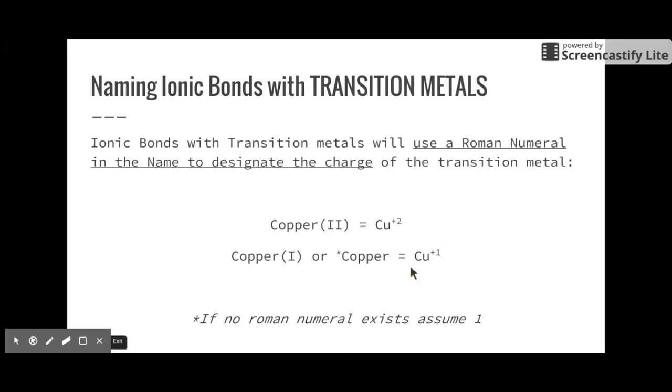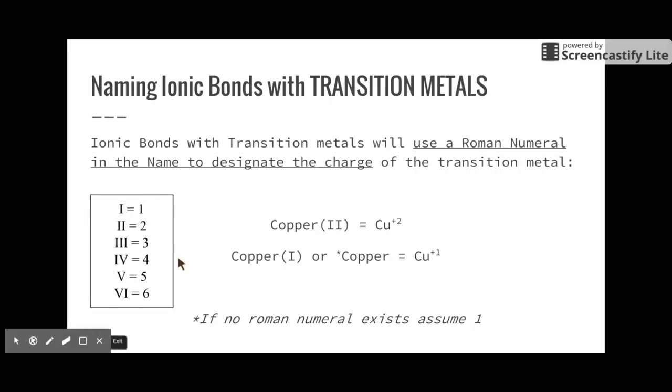So kind of the rule is if you see a transition metal and there are no Roman numerals, just assume that it's copper 1 or whatever element that is 1. So here are Roman numerals just in case you don't know them: 1, 2, 3, 4, 5, and 6. This is probably as high as we're ever going to get in this class.